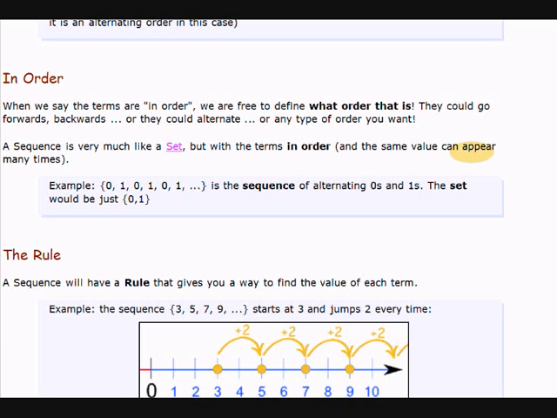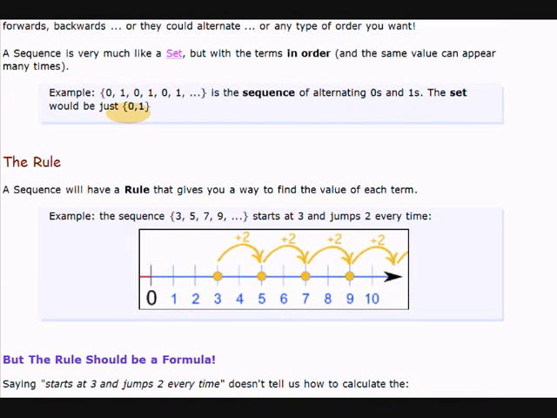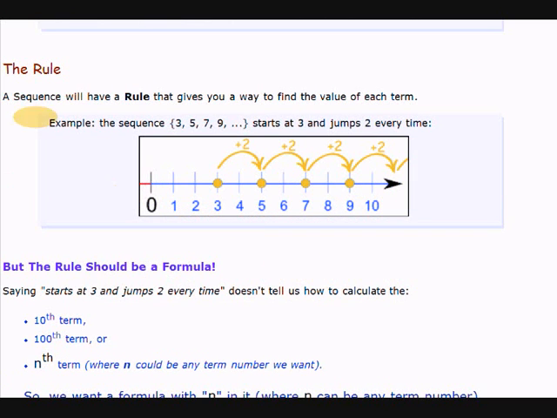Then we come back to the rule of the sequence. A sequence will have a rule that gives you a way to find the value of each term. So there is a way in which you can find the next term, not in a set. In a set it could be random. We saw that before. Anything can become a set. But in a sequence there is some meaning. There is a way, a process.